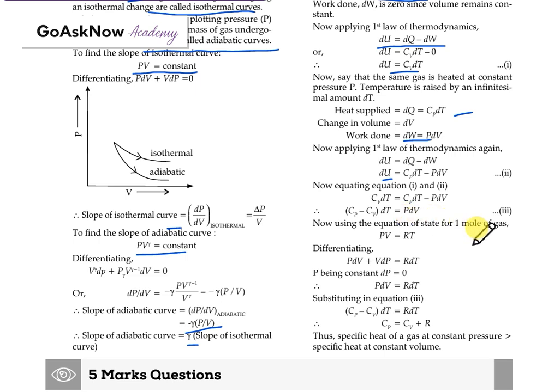Now using the equation of state for 1 mole of gas, PV is equal to RT. So when we differentiate, we get P dV is equal to R dT. When we substitute this in the third equation, we get Cp is equal to Cv plus R. This means the specific heat of the gas at constant pressure is bigger than the specific heat at constant volume. Here it is proved.